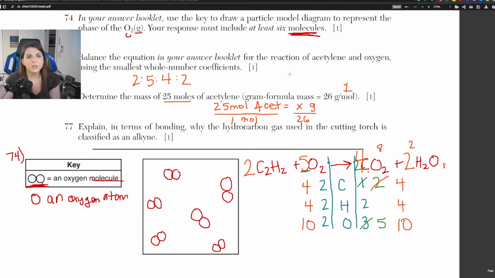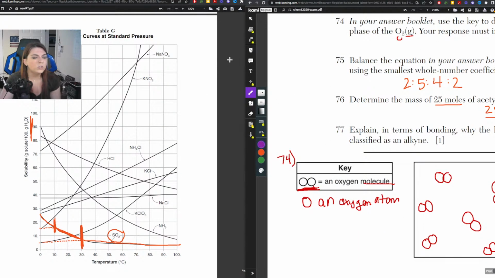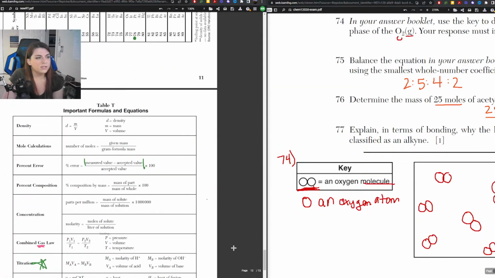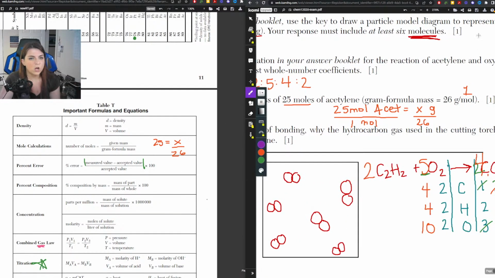The reason I like this is because it works all the time. The talking to myself, it just works for my brain. Some of you will look at this and will want to go use table T, and that's just fine. In table T, it's in the mole calculation, so you would take the given mass of 25 and divide that by the formula mass. Oh no, that's not right. You would do 25 is equal to X over 26. That's what you would do. So that's the option there, but I like the ratio method, like the crisscross, talking to myself.